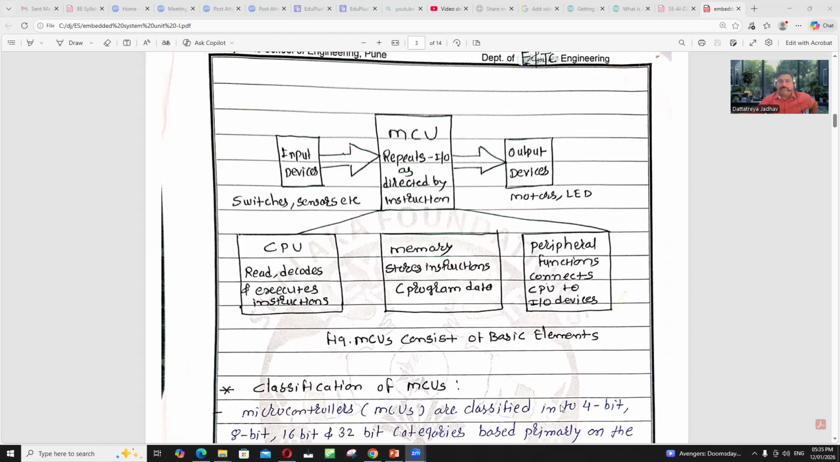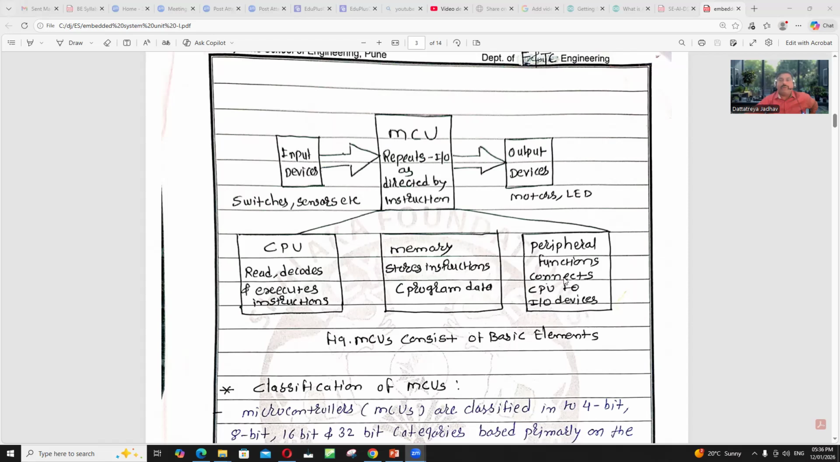Second is the memory. Memory is a storage device which is used to store the instructions, and whatever the program data is, all will be stored in memory. Then the peripheral. The function of the peripheral is to connect input and output devices to the CPU. The execution done through the microcontroller interconnects the input output devices, CPU, and memory with the microcontroller. So the third parameter is the peripheral, whose function is to connect the central processing unit to input output devices.